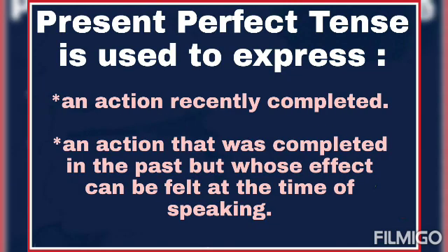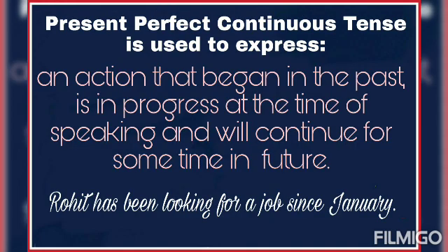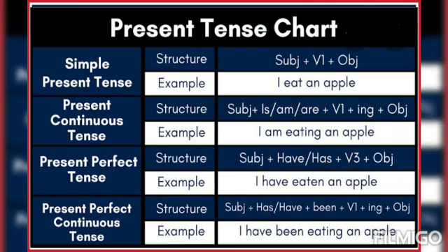Present perfect tense is used to express an action recently completed and an action that was completed in the past but whose effect can be felt at the time of speaking. Present perfect continuous tense is used to express an action that began in the past, is in progress at the time of speaking, and will continue for some time in future. Now see the present tense chart here.